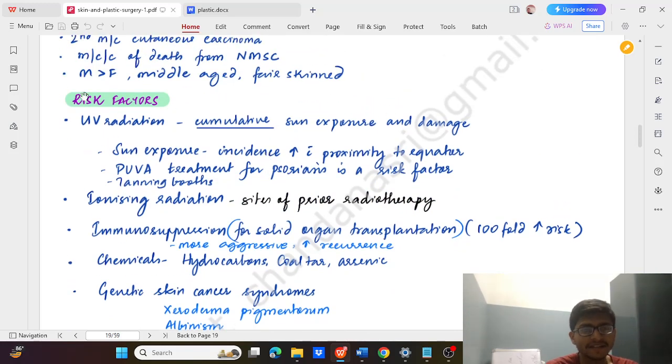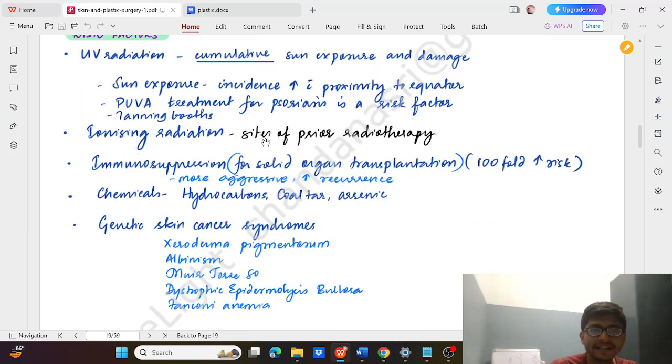So what are the risk factors? UV radiation. It is the cumulative radiation, sun exposure and the damage, that is the prolonged period of exposure. Sun exposure incidence increases with proximity to the equator, that we know already. Poor treatment for psoriasis is a risk factor, and tanning booths. Then ionizing radiation like radiotherapy, and immunosuppression for solid organ transplant, which increases the risk by 100 times, with more aggressive disease and more recurrence.